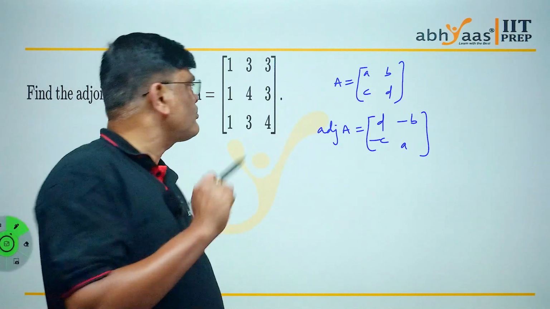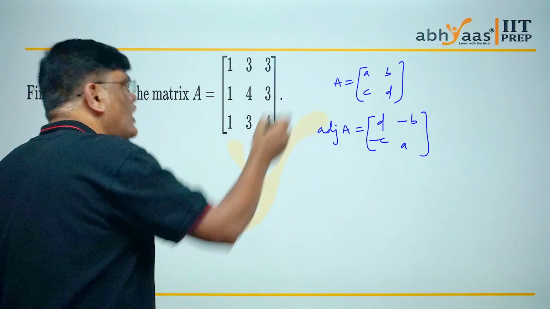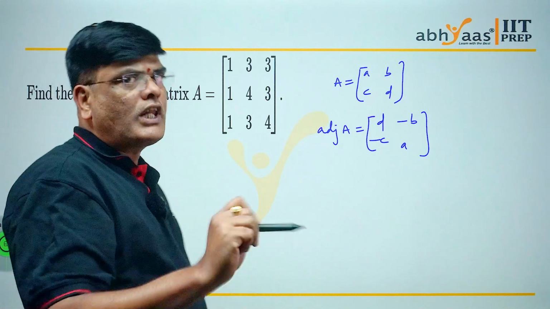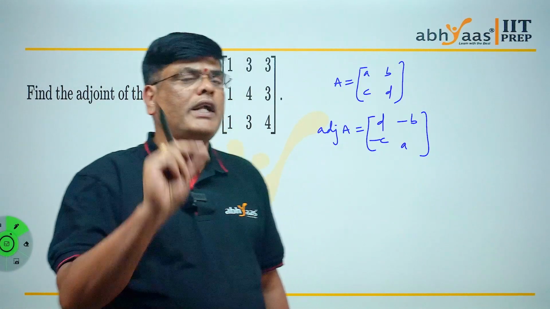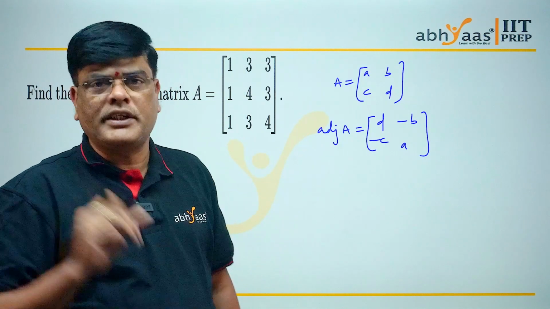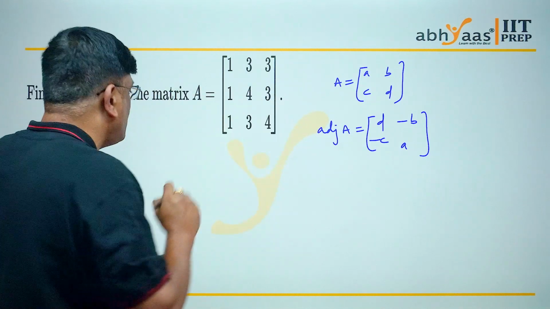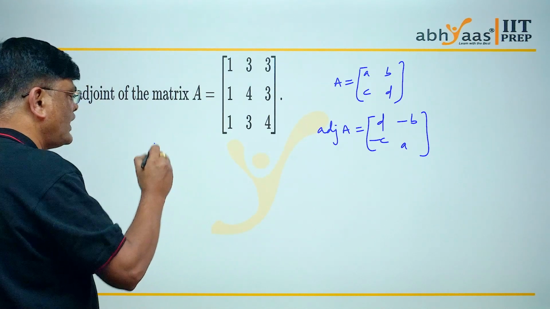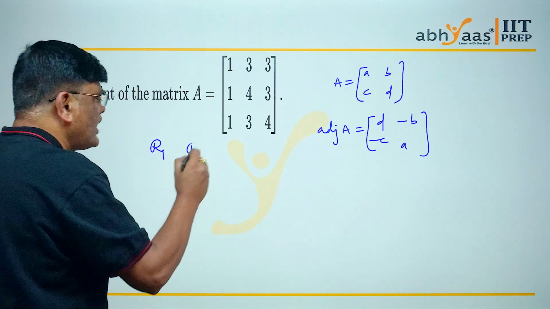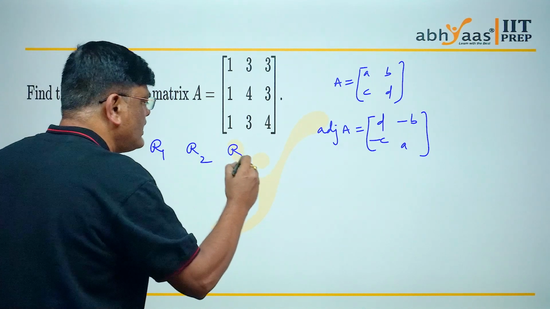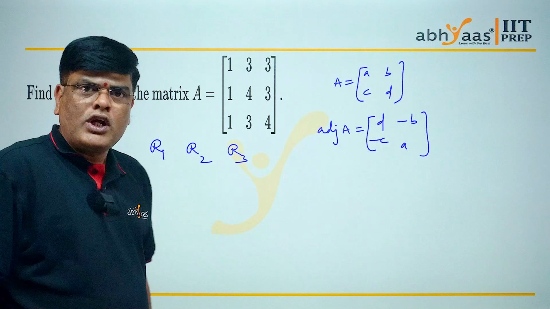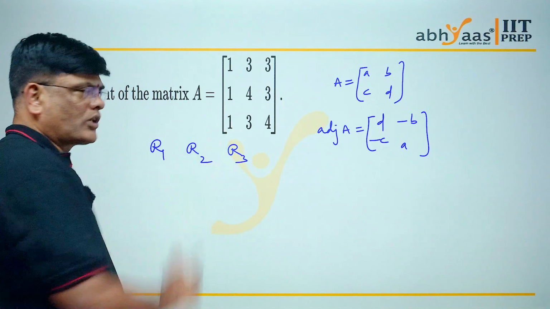In the same concept we can find the adjoint for a 3 by 3 matrix also with the cofactors. But finding cofactors means a lot of time it will take. Now I am going to explain one short method. Here I am taking one structure like this: R1, R2, R3. We know R1 is the first row, second row, third row.